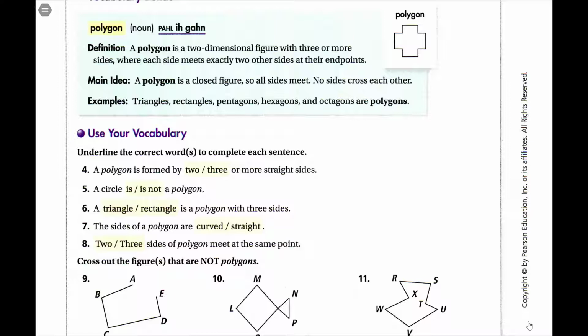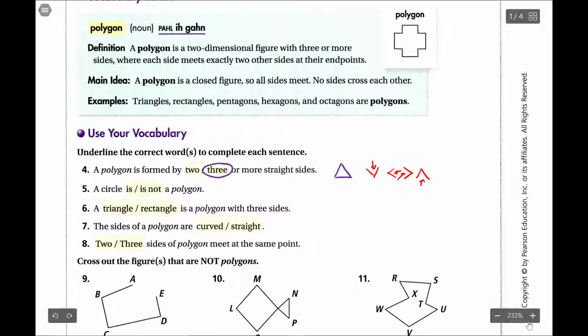Using our vocabulary right now, we're going to answer 4 through 8. A polygon is formed by 3 or more straight sides, and we know it has to be at least 3 because the simplest polygon is a triangle. If we only had 2 sides, we would have some kind of a V, but with only 2 sides, that's not enough to create a polygon because of the open space between the 2 sides. So a triangle is the simplest form of a polygon. It has 3 sides, and anything larger than that, 4, 5, 6, however many sides you draw, represents a polygon.